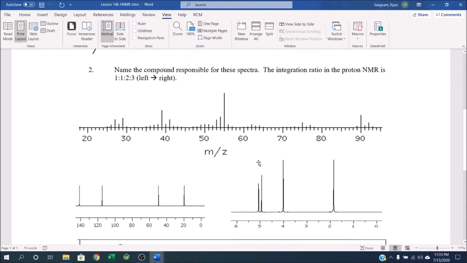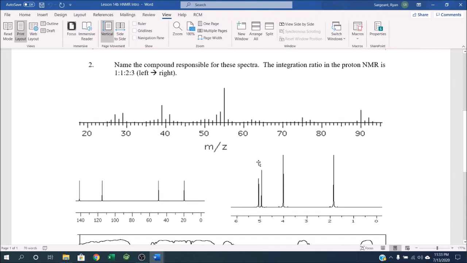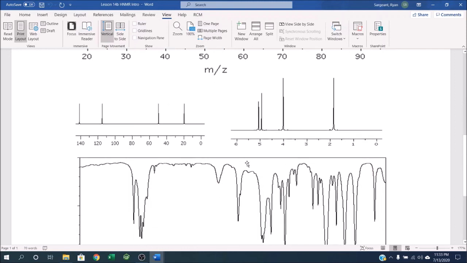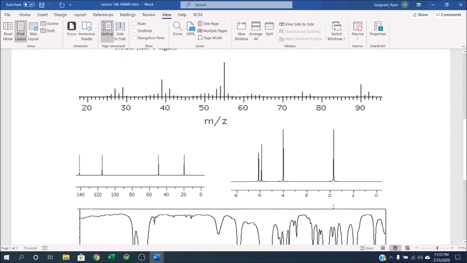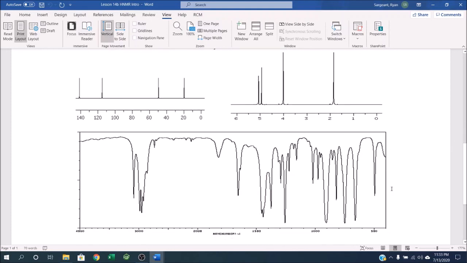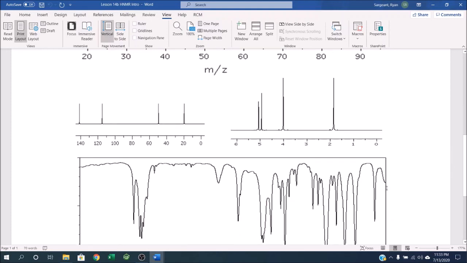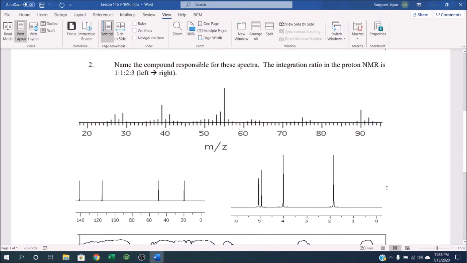The second question is one that is a bit ambitious to ask at this point, but I need you to start thinking about these types of questions. And this is what your next exam will primarily look like. I am going to give you 4 different types of spectroscopy and expect you to come up with the one molecule that matches all 4 of those types of spectroscopy.